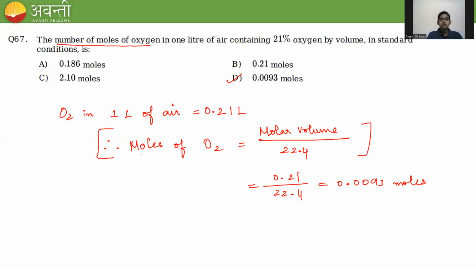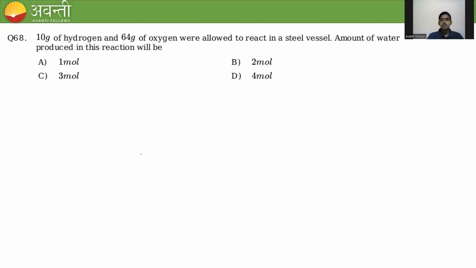Okay, so coming to the next question, 68. 10 gram of hydrogen and 64 gram of oxygen were allowed to react in a closed vessel, and the amount of water produced in this reaction will be. So let me write the reaction first. It is hydrogen reacting with oxygen to produce H2O. Now, if I want to balance the equation, I have to put 2 here because 2 oxygens are there, and here also we have 2 hydrogen. Okay. Now, let me write the available amount.